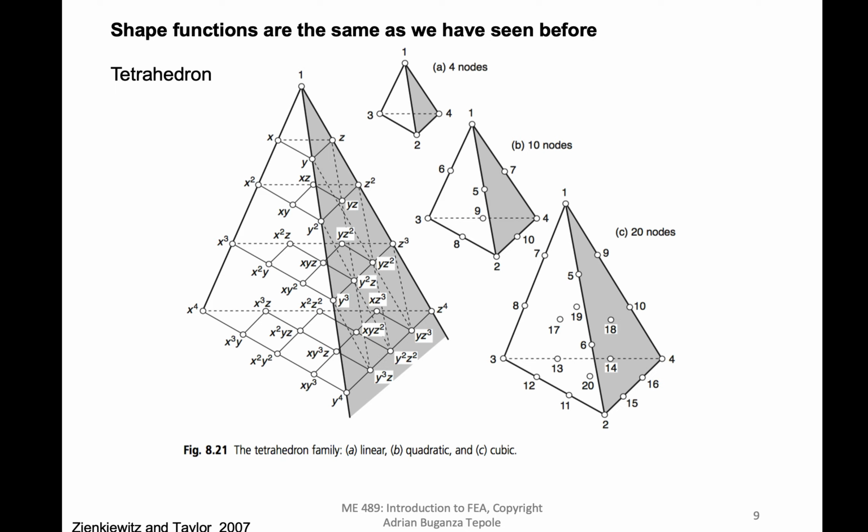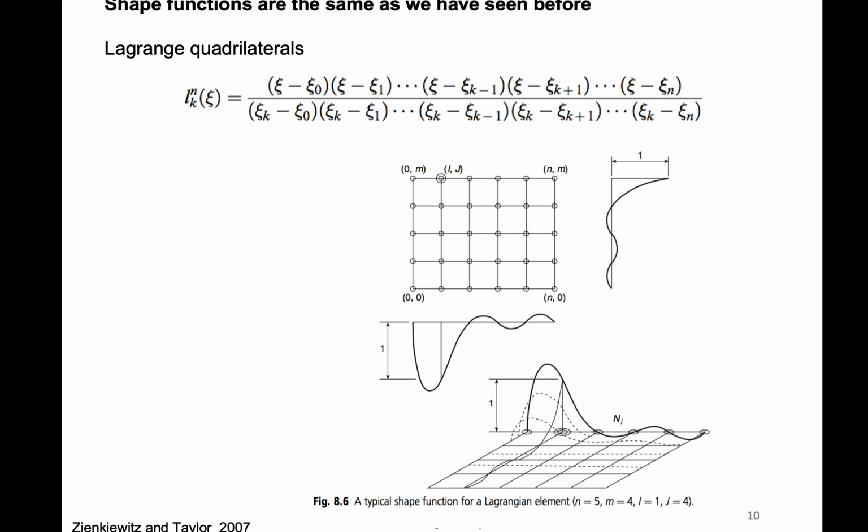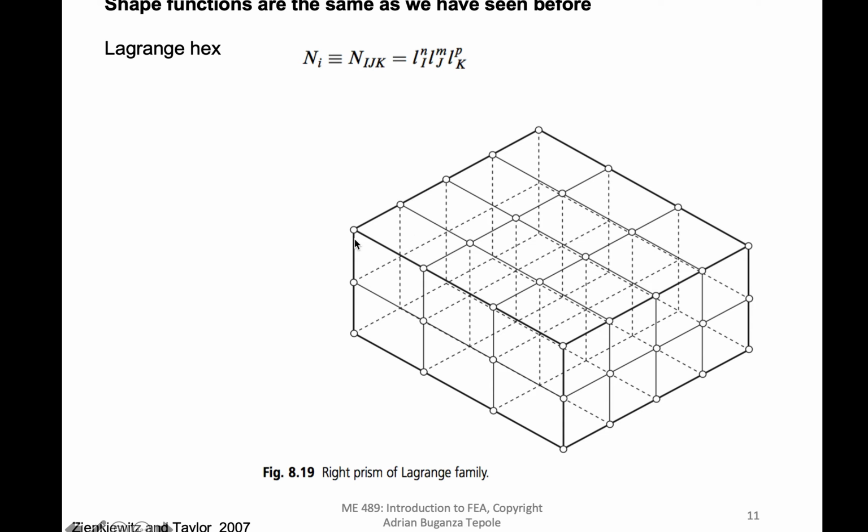All you need to know is that there are different elements: triangles for 2D, tetrahedra for 3D. There are quadrilateral elements for 2D, usually done with these Lagrange polynomials that we have talked about. There are hexahedral elements in 3D. And again, you can find the shape functions.